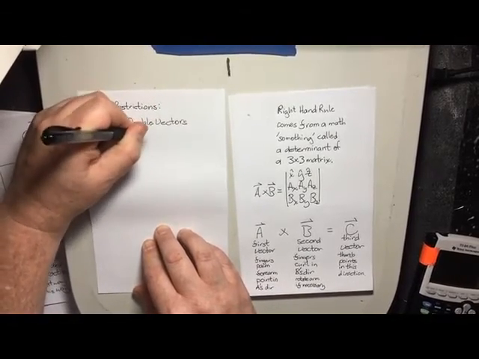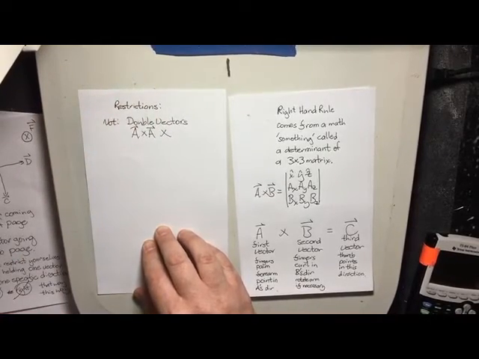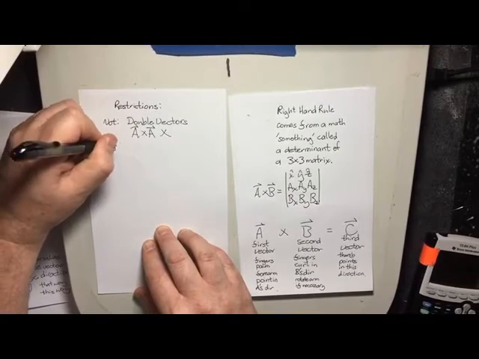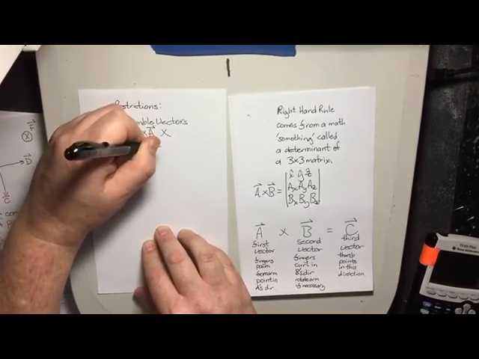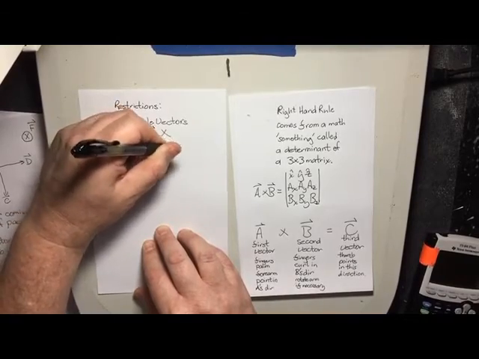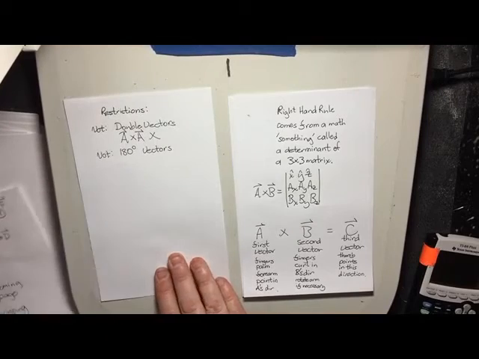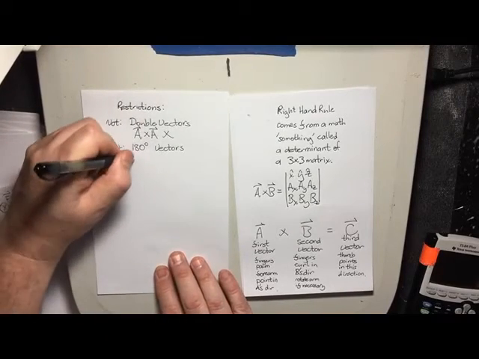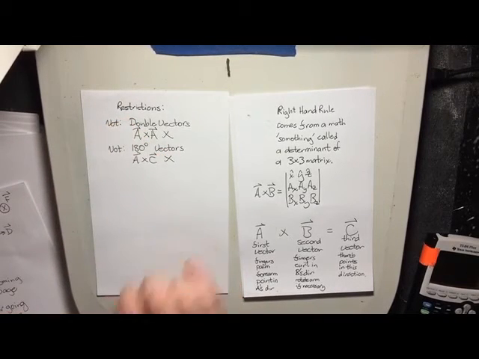So I can't do double vectors. So A cross A is not allowed. I'm not going to do 180 degree vectors. So in this particular case, for this picture, A cross C is not allowed. So for 180 degrees, I'm not going to do it, and I'm not going to do it for the same vector.